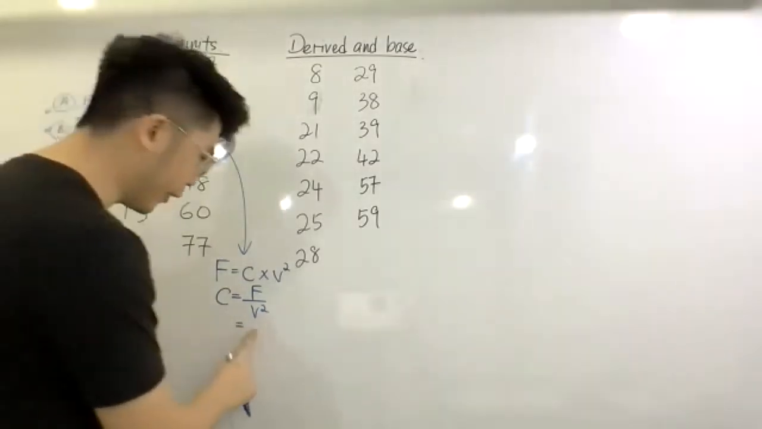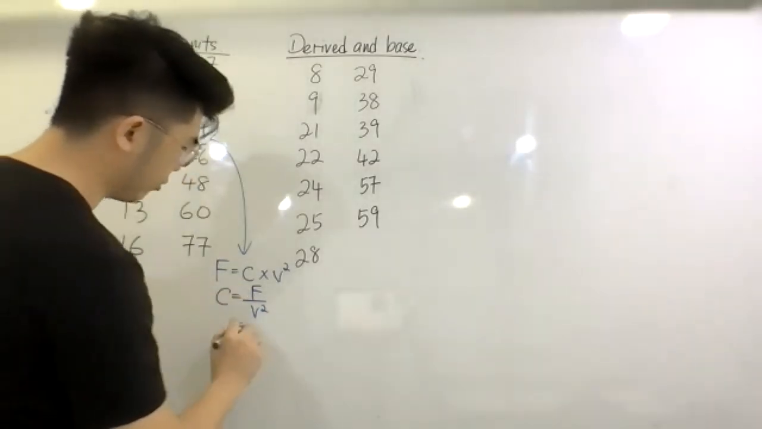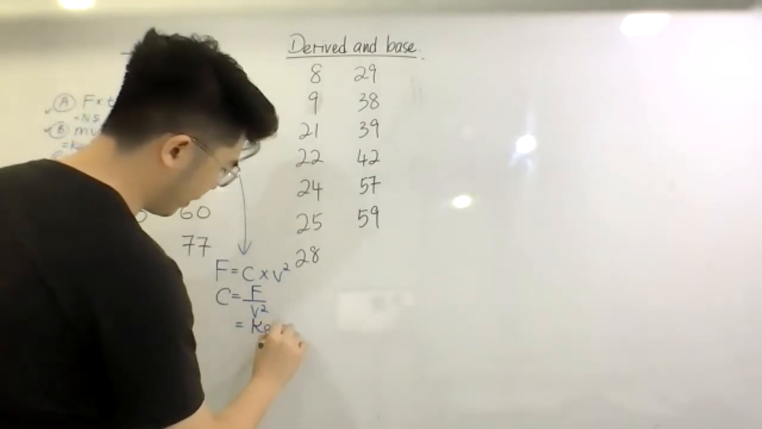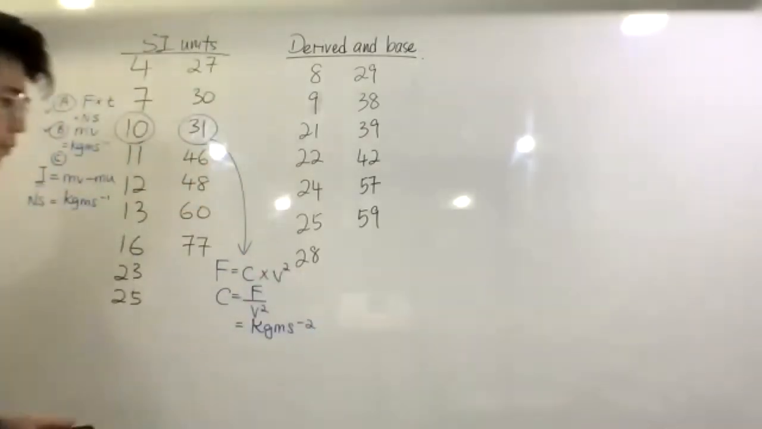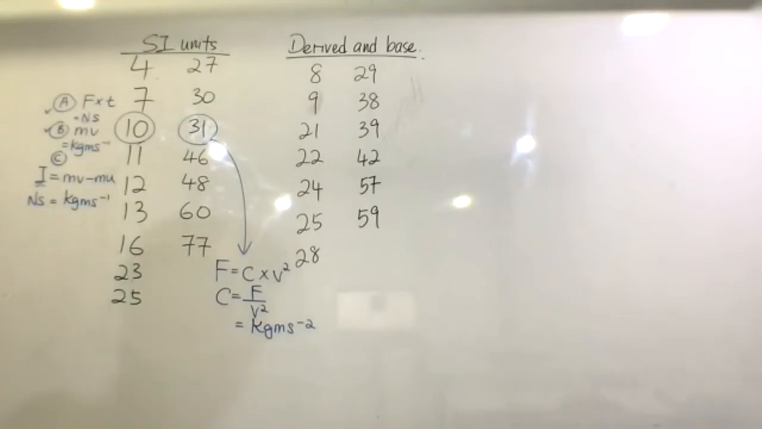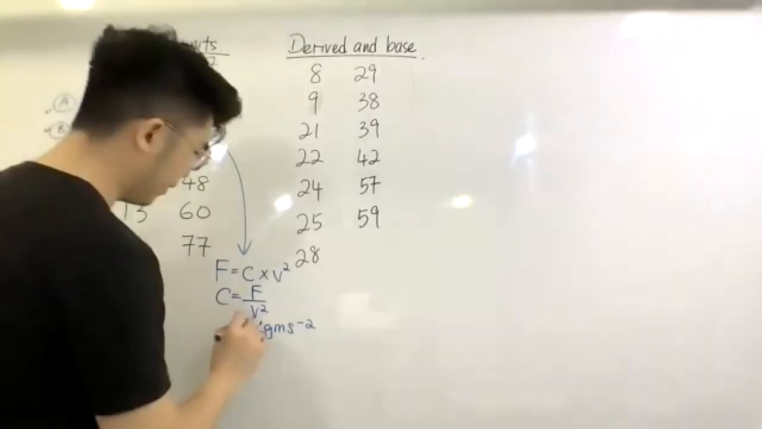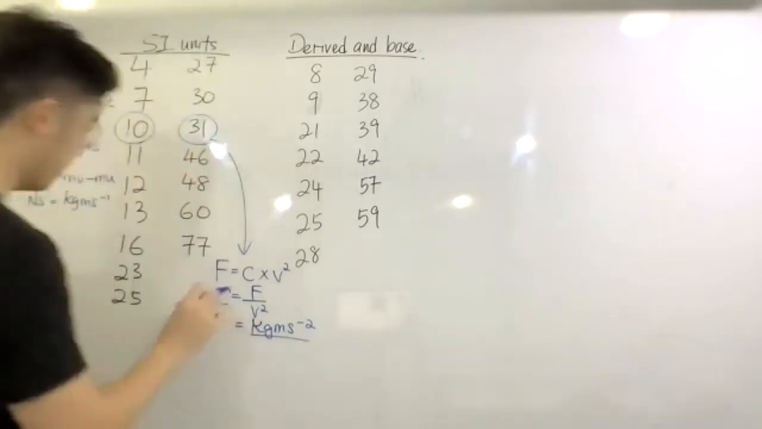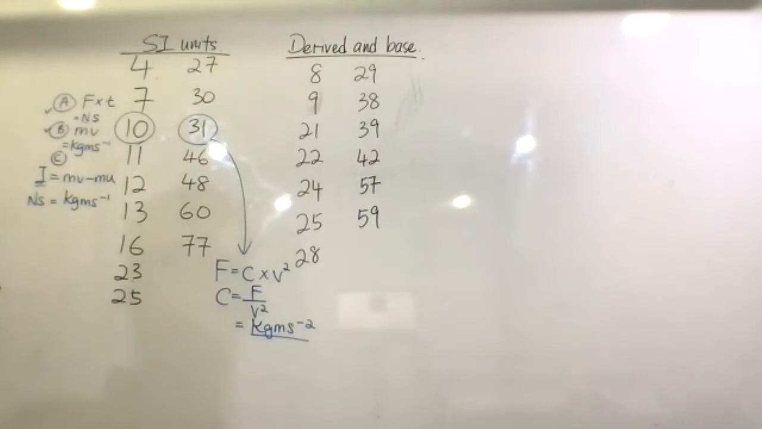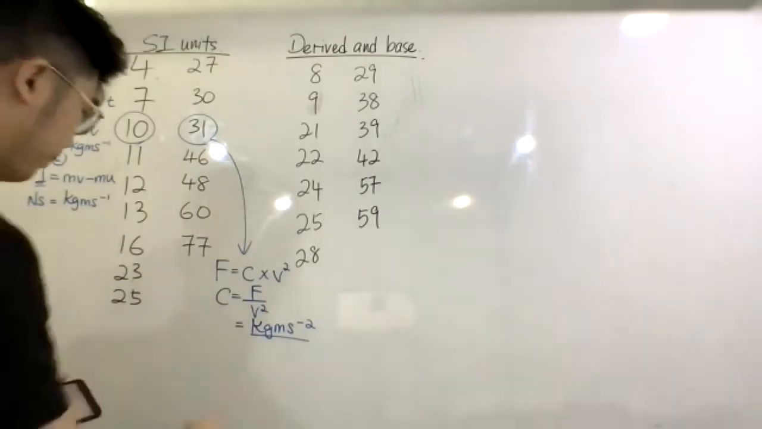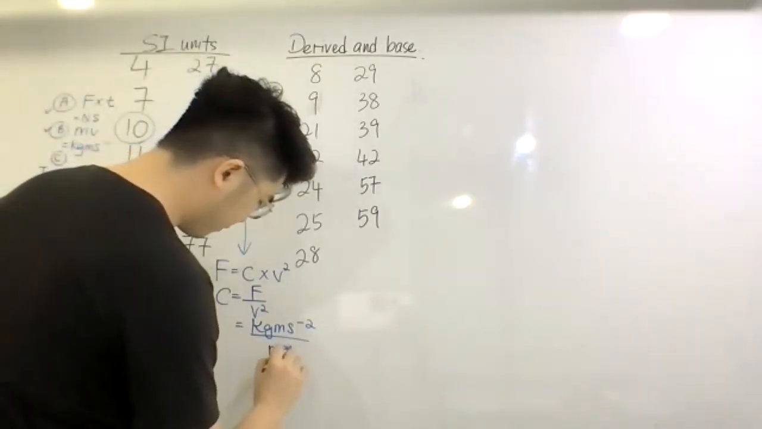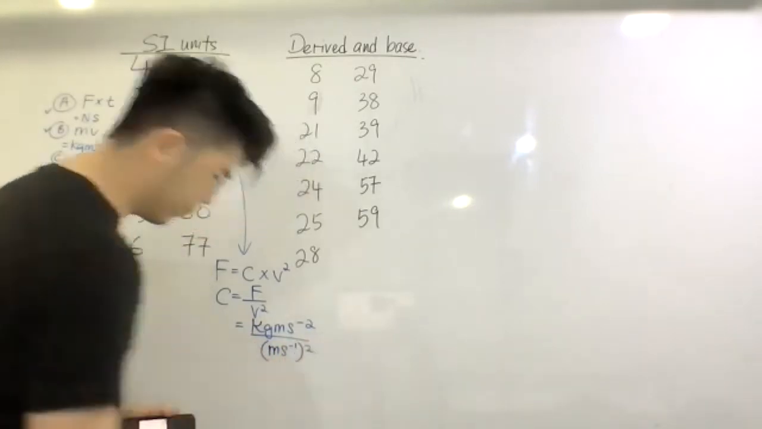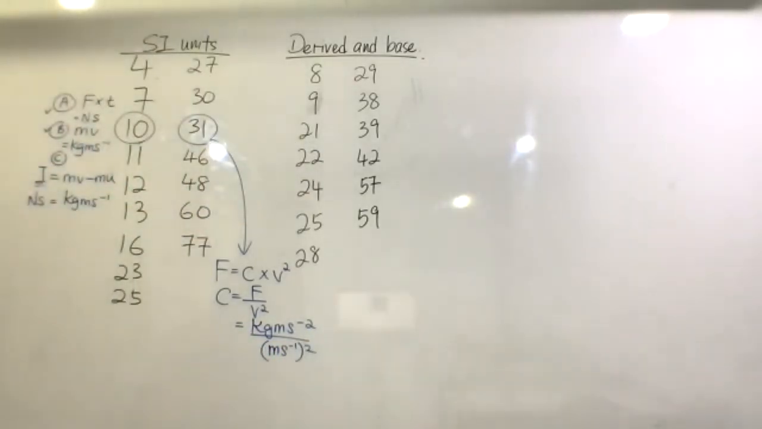Question 1, base unit, right? Base unit. So force, the base unit is what? kg m s minus 2, divided by V squared. The V is given here, m s minus 1, and then you have to square this.